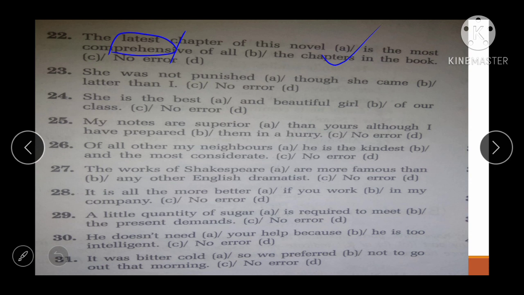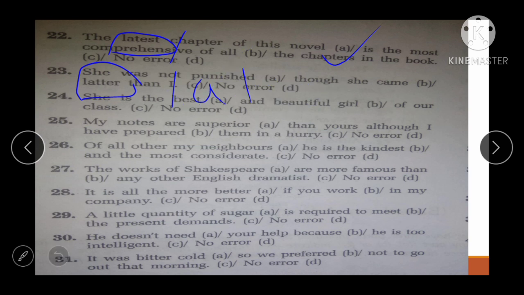Next one, she was not punished though she came later than I. See friend, it is later, okay? Not latter, it would be later, all right? So in C there would be the error.